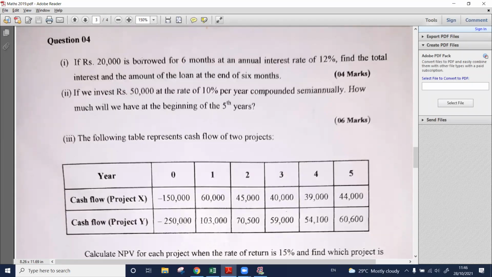If 20,000 rupees is borrowed for 6 months at an annual interest rate of 12%, find the total interest and the amount of the loan at the end of 6 months. We need to find both the total interest as well as the total loan amount at the end of the 6 months.